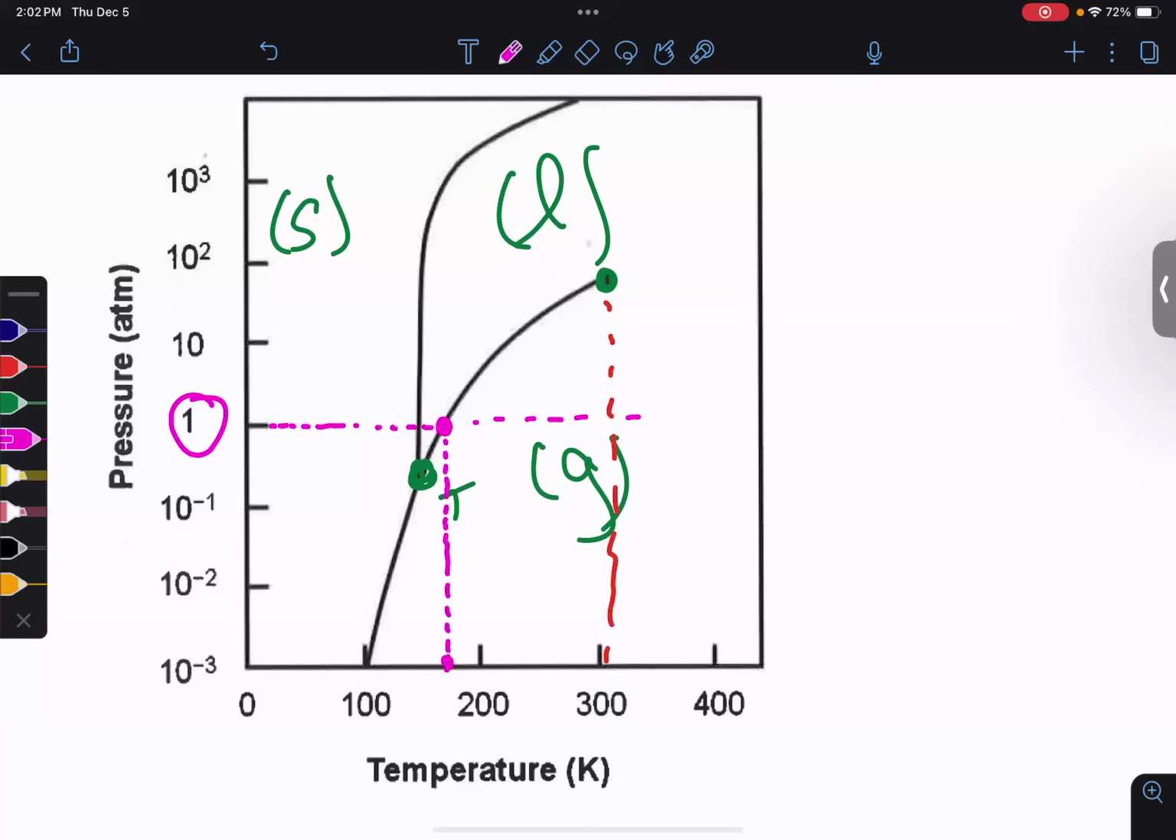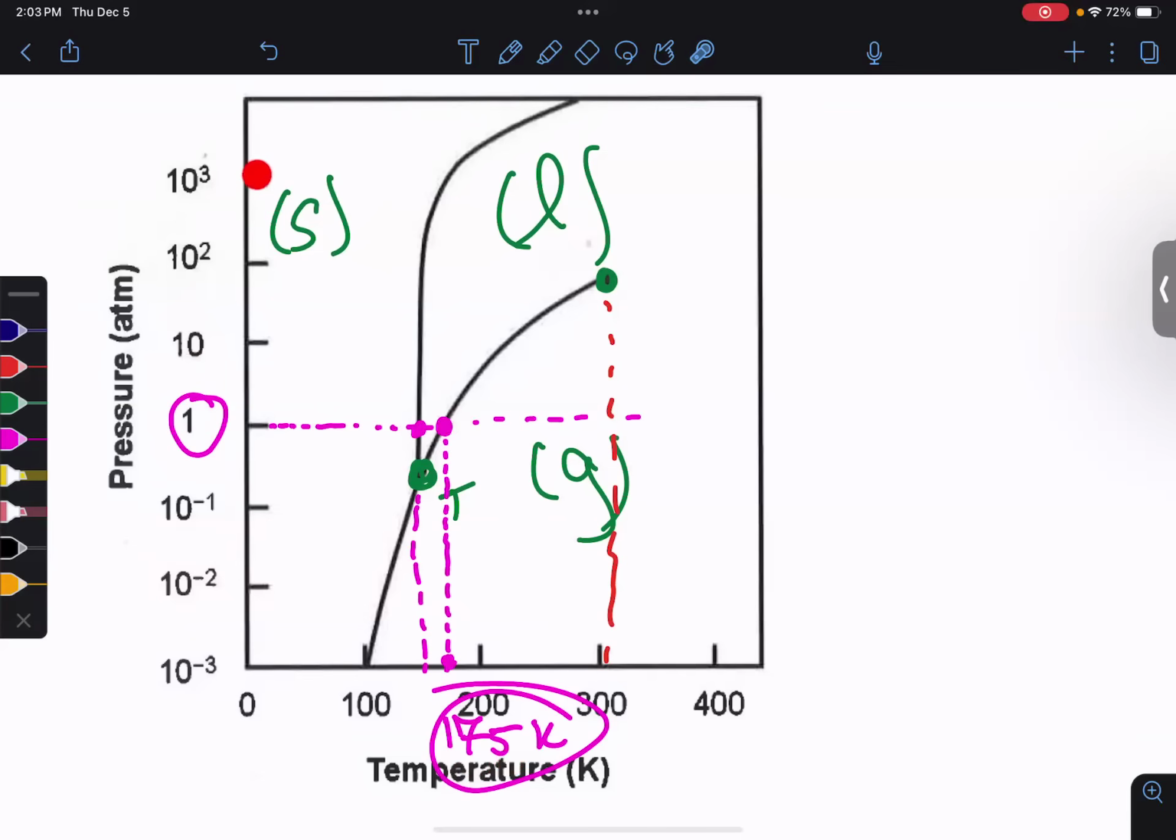Right there, I don't know, that's like 175 Kelvin, I guess, something like that. Its melting point's going to be a little bit lower than that, like 150, okay? So on Earth, this substance boils at 175 Kelvin.